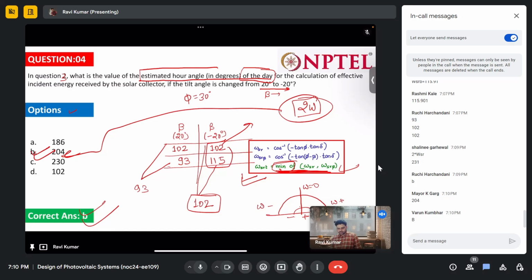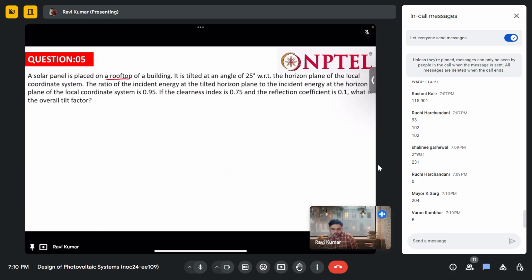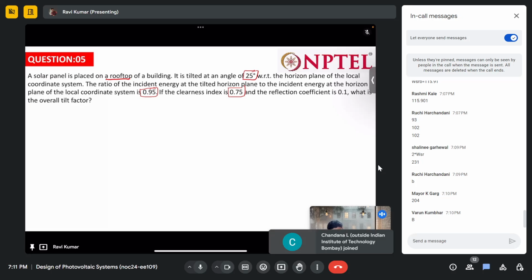Okay, let's move to the next question. A solar panel is placed on a rooftop. It is tilted at angle 25 with respect to the horizontal plane. The ratio of the incident energy on the tilted plane to the incident energy at the horizon plane of the coordinate system is 0.95. If the clearance index is 0.75 and reflection coefficient is 0.1, what is the overall tilt factor? And these are the options.